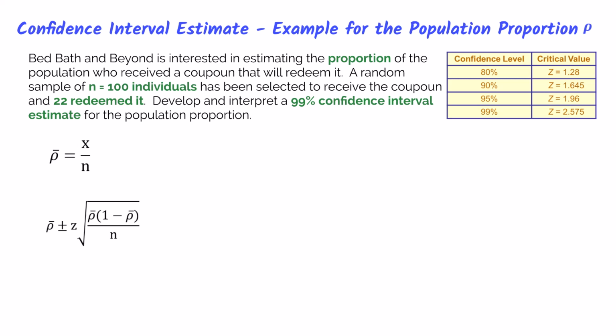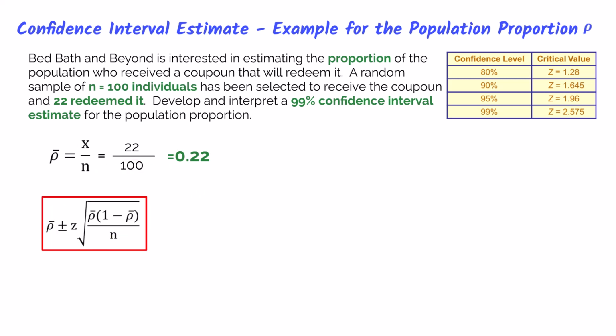Bed Bath & Beyond is interested in estimating the proportion of the population who received a coupon and used it. Say a random sample of 100 individuals has been selected to receive the coupon and 22 people redeemed it. Develop and interpret a 99% confidence interval estimate for the population proportion. We need to first determine the sample proportion of the people who use the coupon. So to do that, we will take x divided by n, or the 22 people who used the coupon divided by the 100 people in the sample, and we get 0.22 for the sample proportion, or P bar.